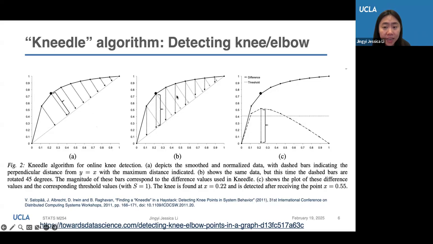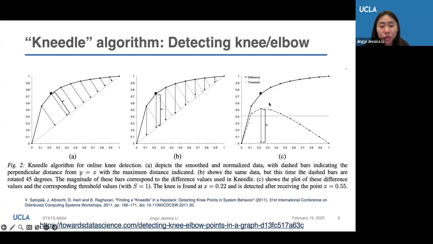Basically, that's panel B. It shows the same data, but this time the dashed bars are rotated 45 degrees. The magnitudes of these bars correspond to the different values used in the needle algorithm. So once you rotate these bars 45 degrees, you will get a curve in C. Essentially, it's nothing special, but just this curve, you rotate it to be horizontal because it used to be at 45 degrees.